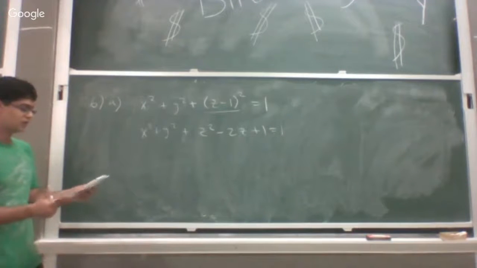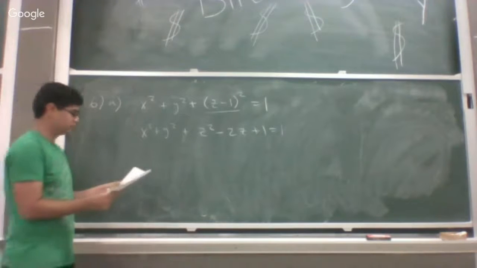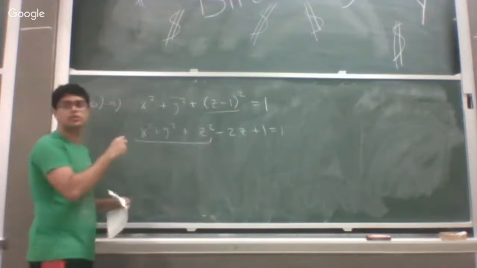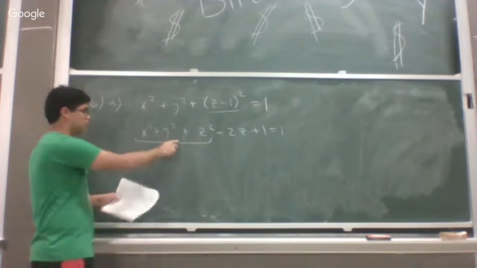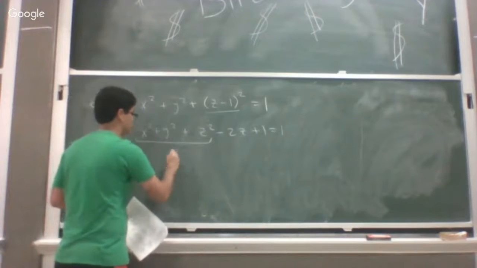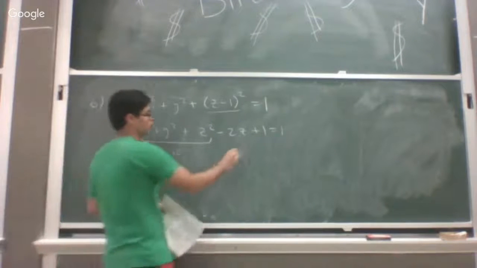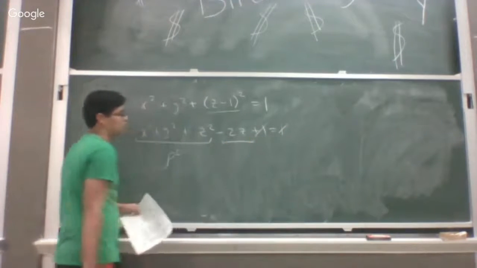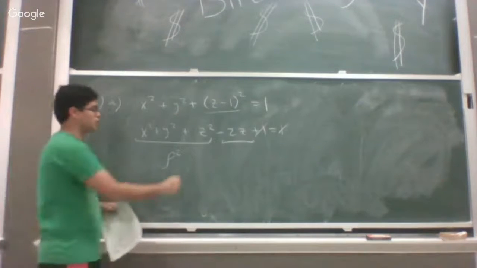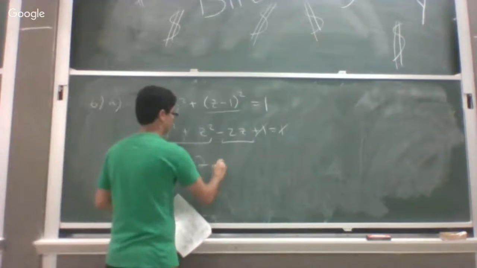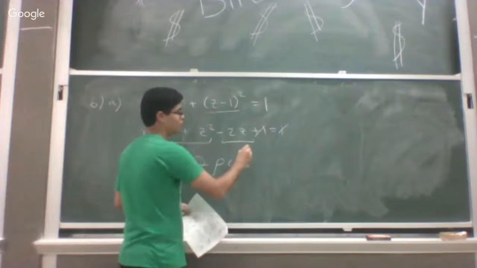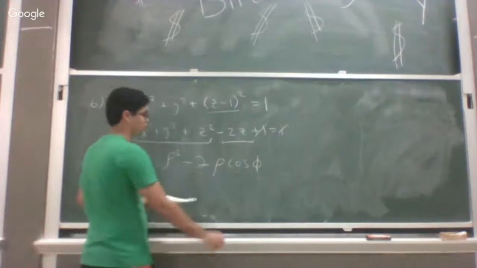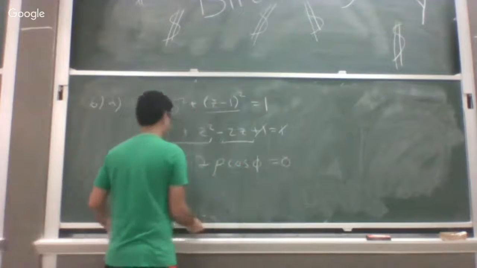So right away we see something that we can change. Yeah. Is that what you said? Yep. So x squared plus y squared plus z squared is equal to rho squared. The ones actually go away. And now we have minus 2z left. What is z equal to? Rho cosine of phi. And that's going to be equal to 0.